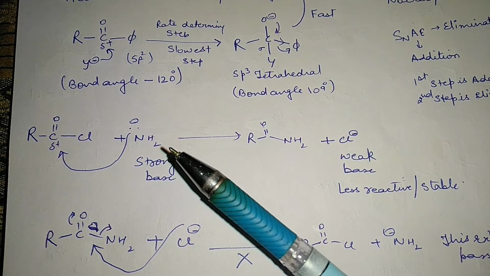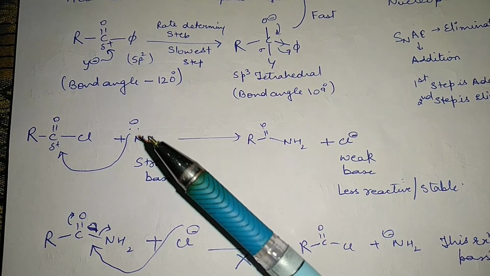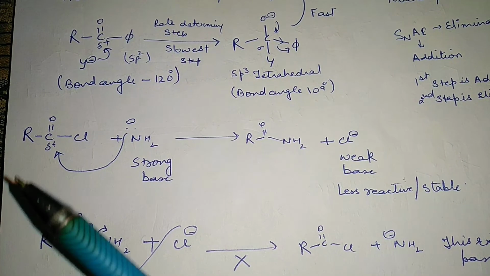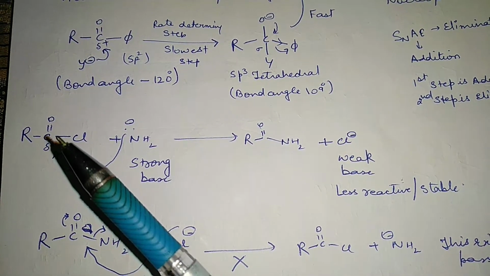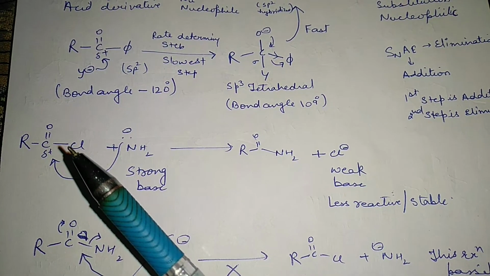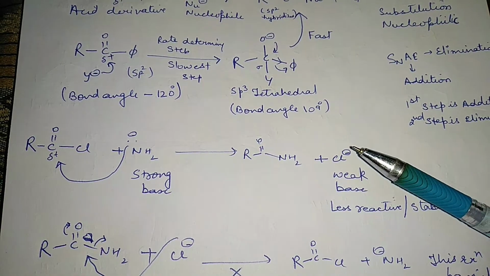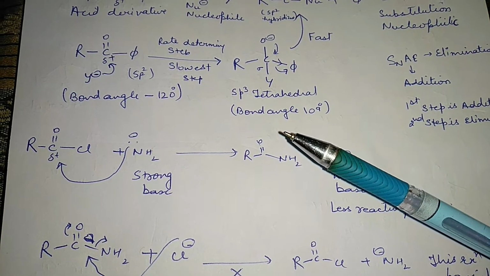As we all know, amine is a strong base. So what happened? The lone pair of electrons over the nitrogen atom will attack the carbonyl carbon. So there will be a substitution. This chloride group gets replaced by the amine, and there is formation of an amide.